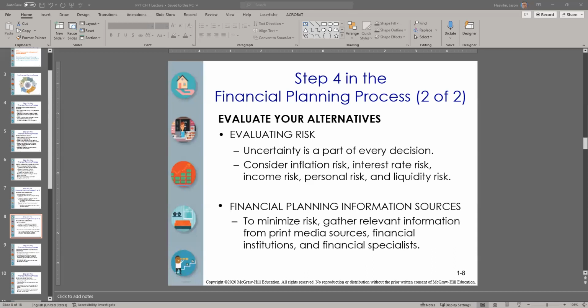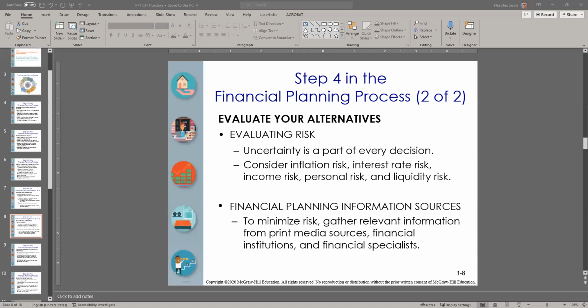And continuing on the financial planning process of step 4, evaluate your alternatives. Now we are evaluating risk. Risk is just uncertainty. You don't know if things are going to go well or if things are going to go not well. And that's the risk you take. So uncertainty is a part of every decision.